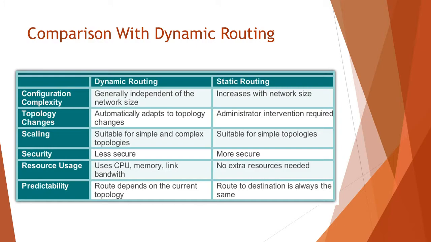In scaling, dynamic routing is suitable for simple and complex topologies, and static routing is more suitable for simple topologies. In security, static routing is more secure than dynamic routing. For resource usage, static routing does not need extra resources, but dynamic routing does. For example, it uses CPU, memory, and link bandwidth. In predictability, the route in dynamic routing depends on the current topology, and the route in static routing is always the same. But static and dynamic routing are not mutually exclusive. In fact, most networks use a combination of both.